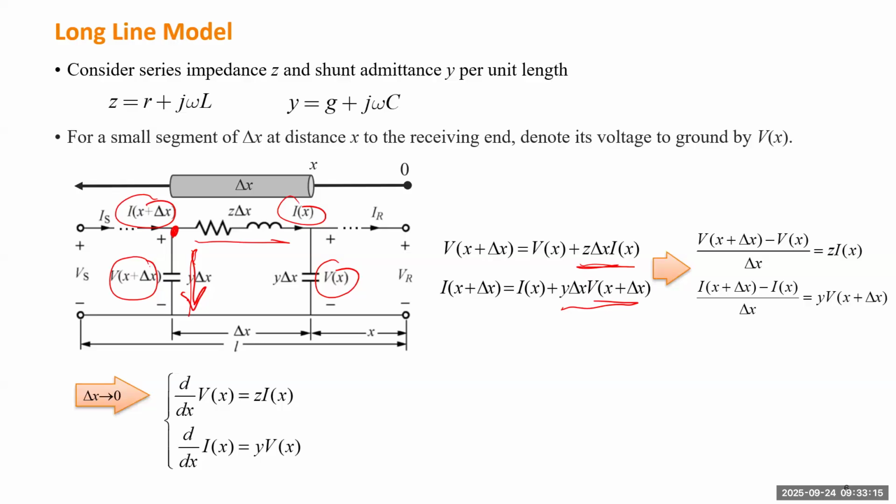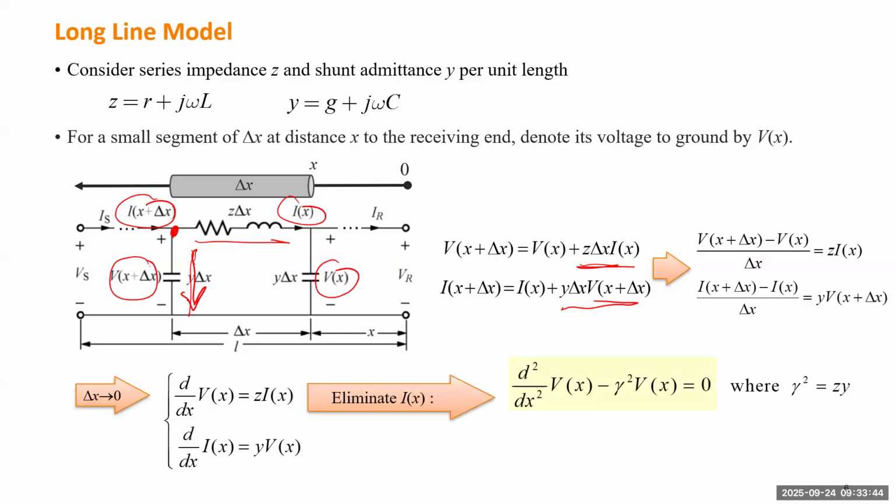So eventually we have two linear differential equations. The first one tells how the voltage can change with current due to the series impedance. The second tells how the current can change with the voltage due to the shunt admittance. Z and Y here are both constant values. We assume the line is evenly distributed regarding the resistance, inductance, and capacitance. So next, we want to solve the two linear differential equations.